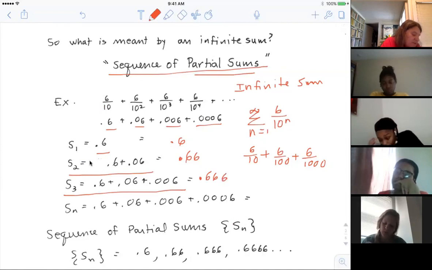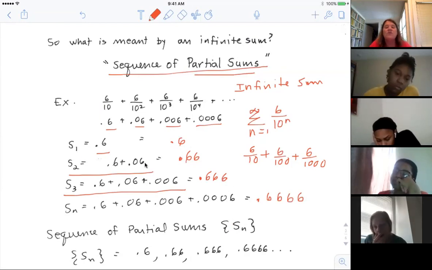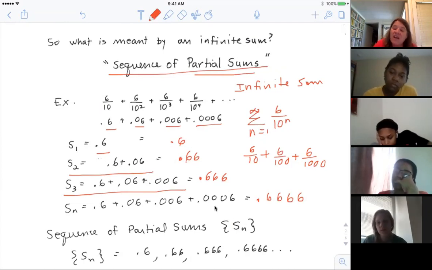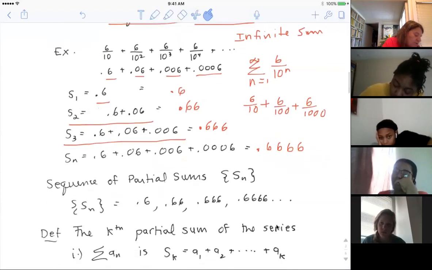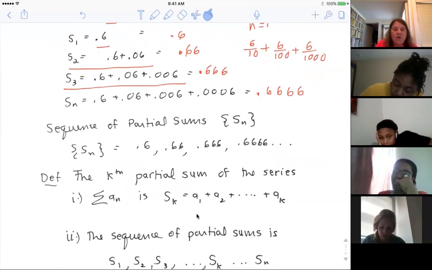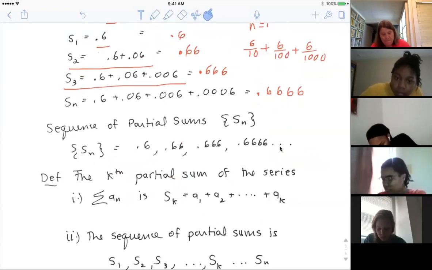So 0.666. This next one is 0.6666. Now, if you look at just those numbers, that is a sequence, but it's what we call the sequence of these partial sums. So we want to know, are these sums getting closer and closer to anything? And it looks like that sequence of partial sums is getting closer and closer to 2/3. So the sequence of partial sums is 0.6, 0.66, 0.666, and so on. Now, I got another definition for you.